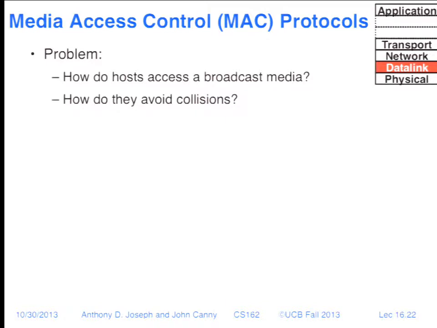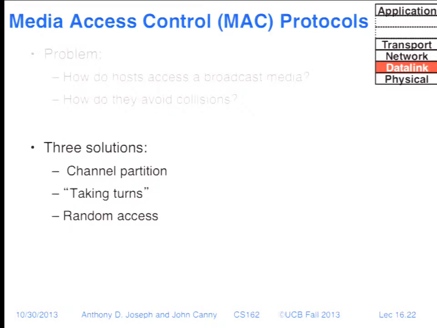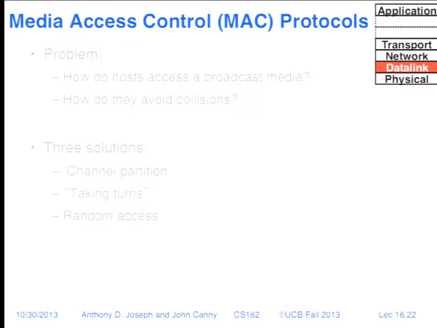All right, let's see. So there are a few issues with MAC protocols. One of them is access to broadcast media, and the second one is avoiding collisions. So there are a few solutions. Most of these solutions are fairly old in the history of networking. The one that's currently used almost universally is random access. But let's look at some of the others first.